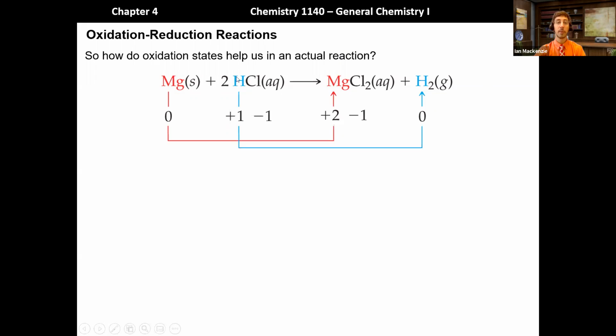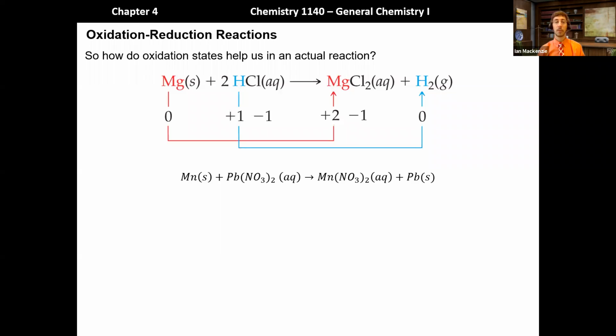Now there's 2 of them involved, so each hydrogen gained only 1 electron, but there's 2 of them involved, and so the net gain of electrons was 2. And that matches with the net loss of electrons of 2 from magnesium. And that's very important. Whenever we have a redox reaction, the total number of electrons lost must equal the total number of electrons gained. Those two things must balance each other because we can't lose electrons. That would violate our conservation of mass law, even though electrons have very little mass.